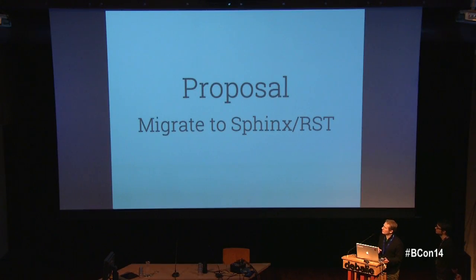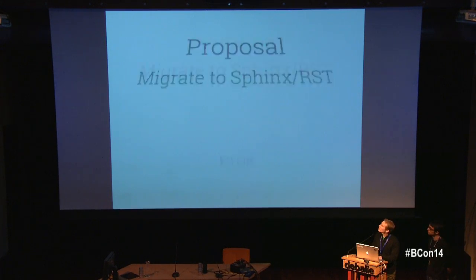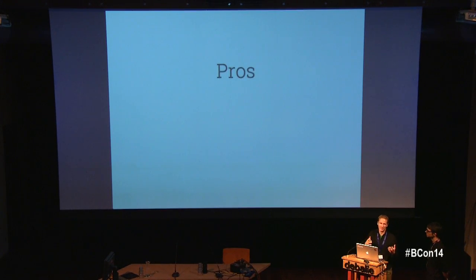So our proposal is to migrate to Sphinx and RST, or reStructuredText. This is what's used by the Python project. We actually use it already for the Blender Python API documentation. And I'm not fixed on this being the thing we have to do; maybe Markdown or something else is better. But the proposal is to migrate to a system that's responsive, and that you can maintain as a project a bit more like code.